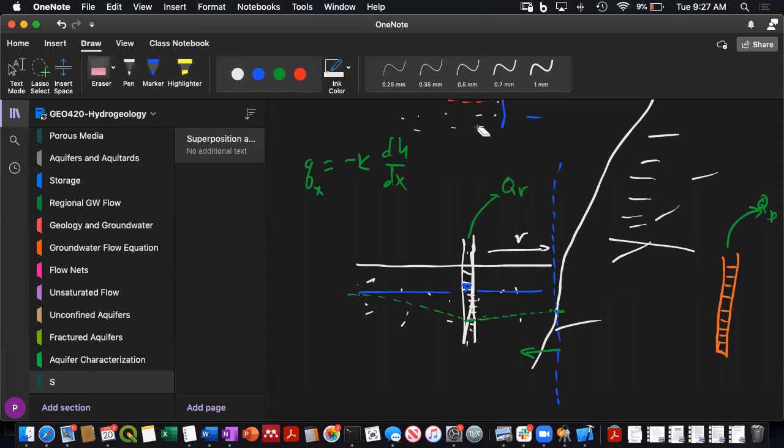Maybe I should just move it somehow. Lasso select.